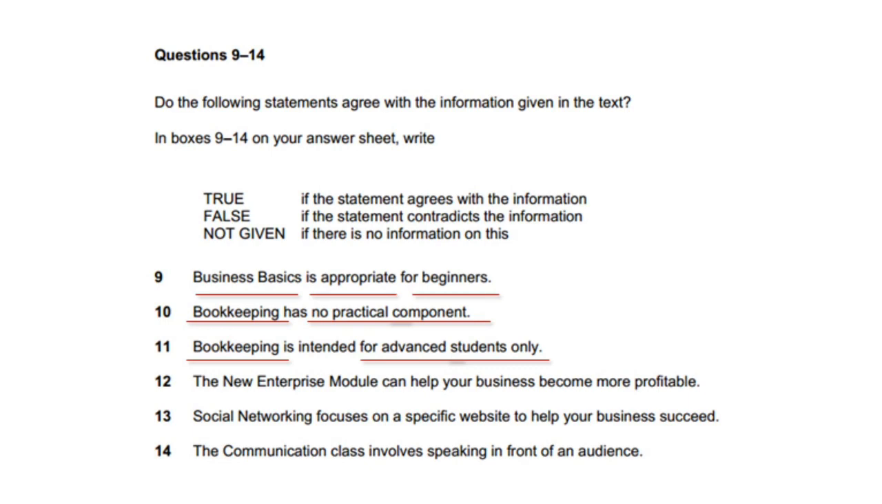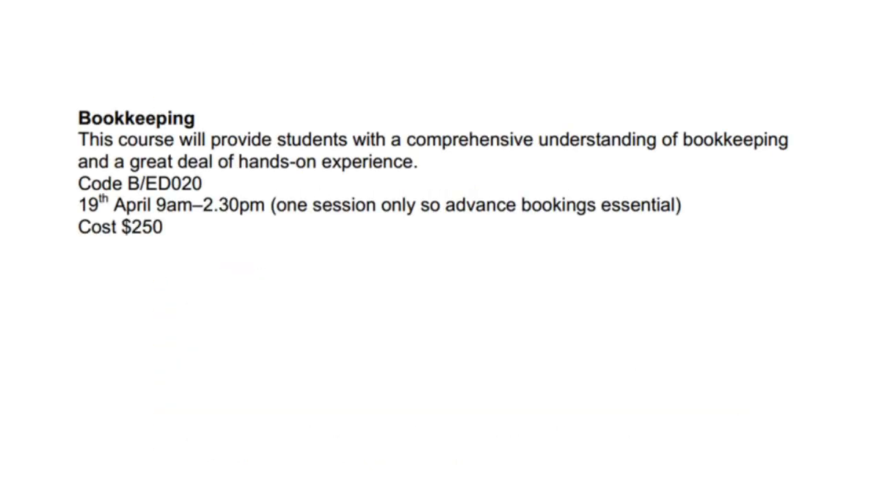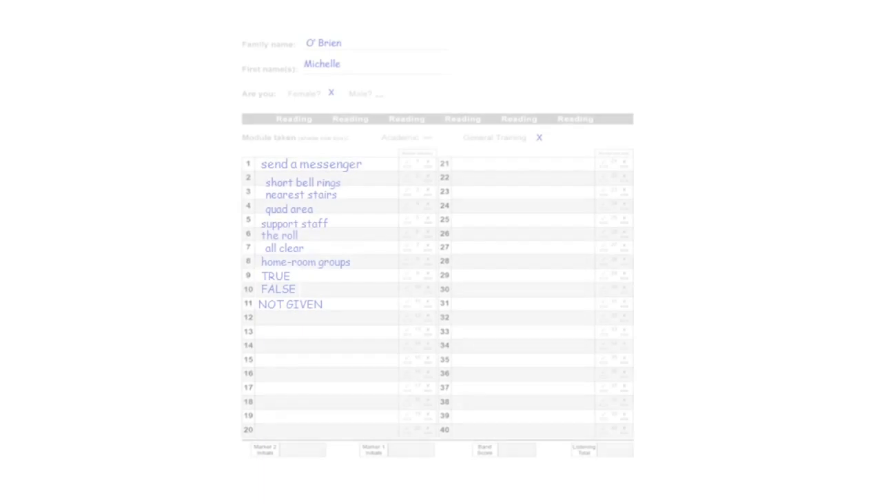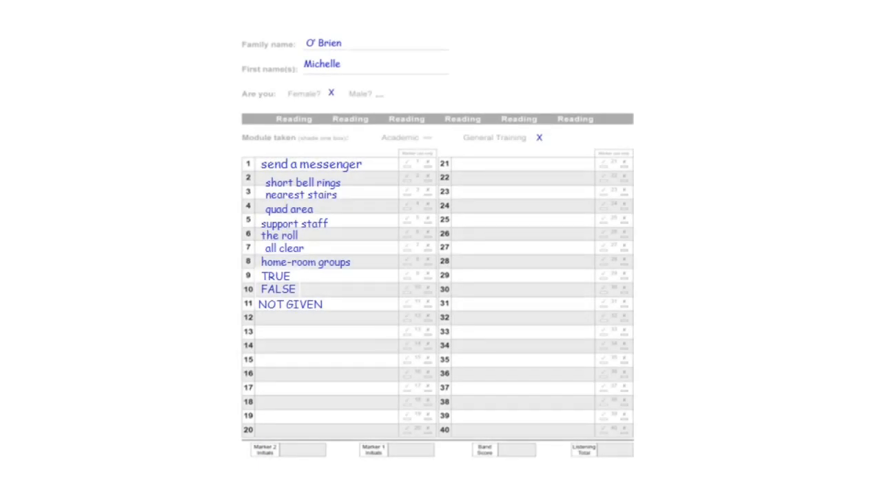So in the bookkeeping text, it says, this course will provide students with a comprehensive understanding of bookkeeping and a great deal of hands-on experience. It starts on the 19th of April from 9 a.m. to 2:30 p.m. It is one session only, so advanced bookings is essential, and the cost is $250. It does not mention anything about who the course is for, so the answer is not given. Therefore, on your answer sheet, you should write not given for answer 11.